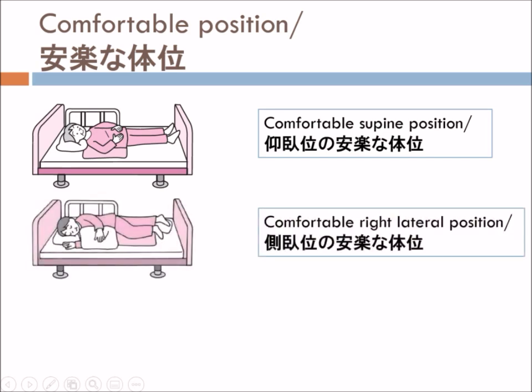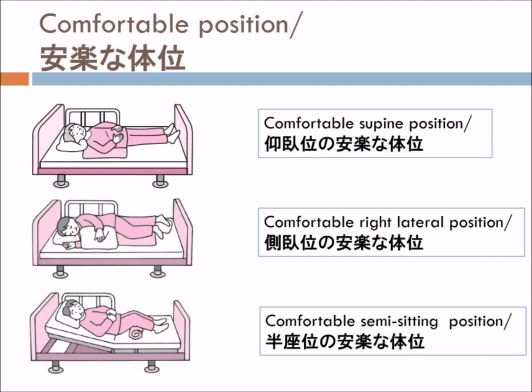Comfortable right lateral position. Place a pillow in front of the chest. Place another pillow between the lower limbs and under the right foot. Comfortable semi-sitting position. Operate the gadget to raise both lower limbs. If it is not an adjustable bed, place a pillow under both knees.